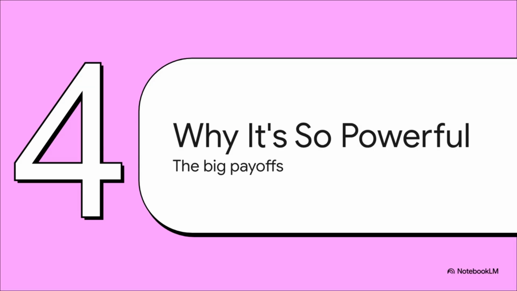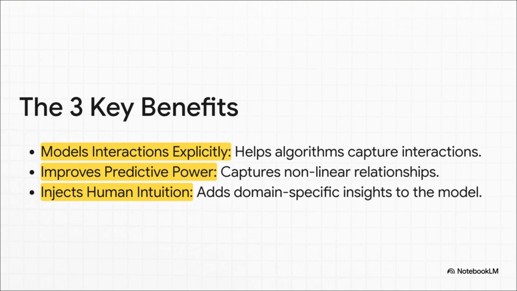And that one example really gets to the heart of why this technique is so important in modern AI. It is not just some clever little trick. It delivers huge payoffs when you're trying to build models that actually work. It really boils down to three key benefits. First, it explicitly models these interactions, which helps even simpler, faster algorithms see complex patterns they'd totally miss otherwise. Second, and this is huge, it dramatically improves the model's predictive power because it captures those messy, real-world relationships. And third, and this one is my favorite, it lets a data scientist inject their own expertise, their own human intuition, right into the model to guide it towards the connections that actually matter.